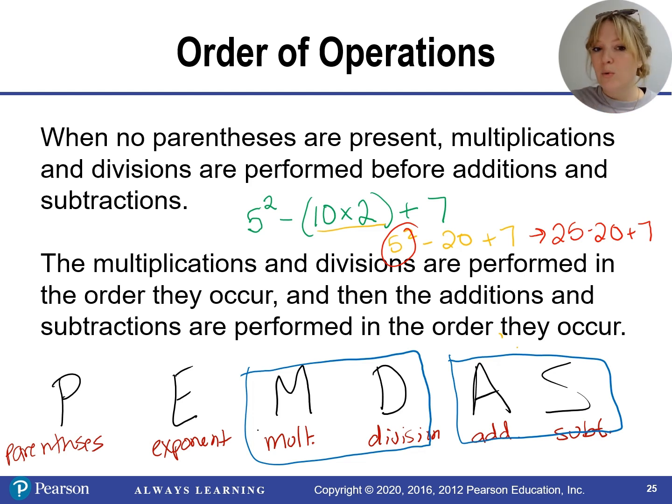And then even though A comes first in PEMDAS, we wouldn't add 20 and 7 first. We would do 25 minus 20 is 5, and then plus 7 is 12 total. So our answer should be 12 because we do addition and subtraction as well as multiplication and division together from left to right. And that is all for this lesson.